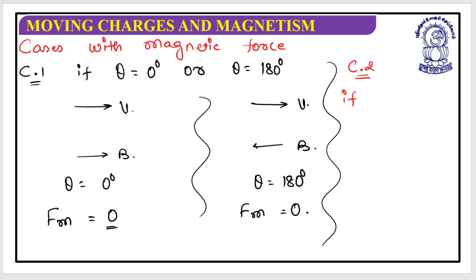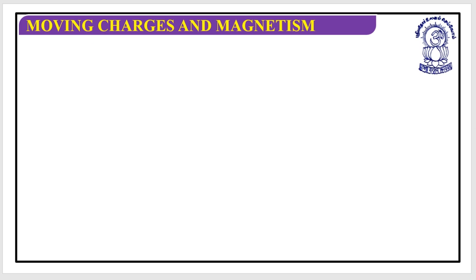Second case, case 2: if the charged particle is at rest, that means V is equal to 0. We have F is equal to q V B sine theta, and if V is equal to 0, the magnetic force is always 0. Yes, that's two cases. Now let's discuss very, very important cases. Have a look very carefully.